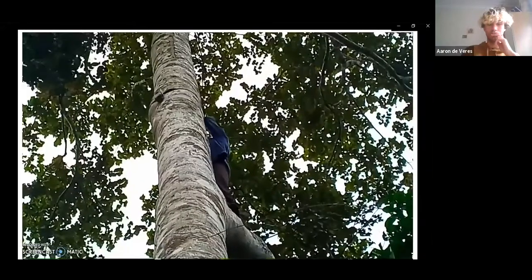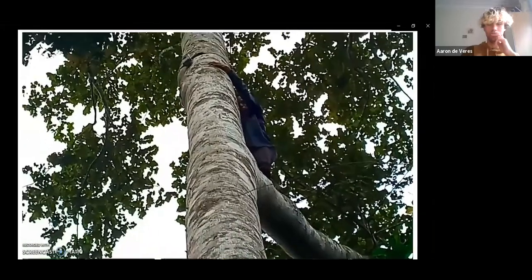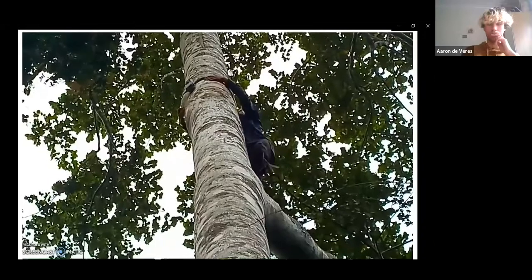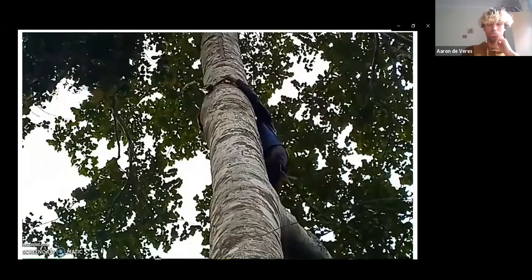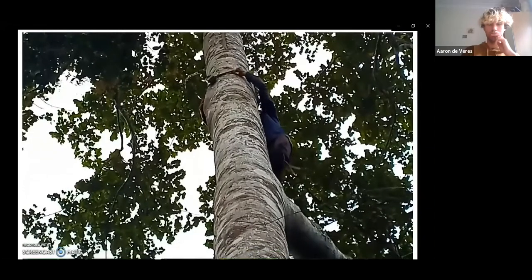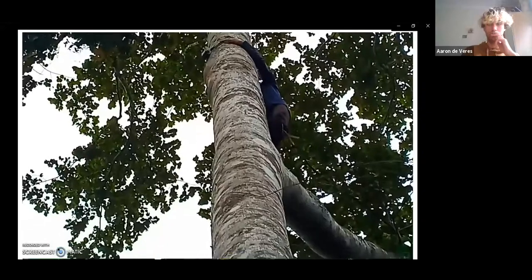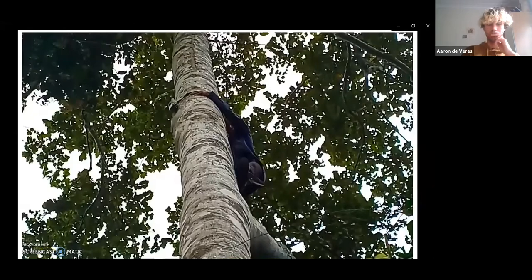But here, the size of the tree was not good enough for the camera strap. It appears that the strap was shorter. So going forward, subsequent times we may need to make adjustments to the strap, maybe get a longer strap, or maybe find another way of strapping cameras to the tree.